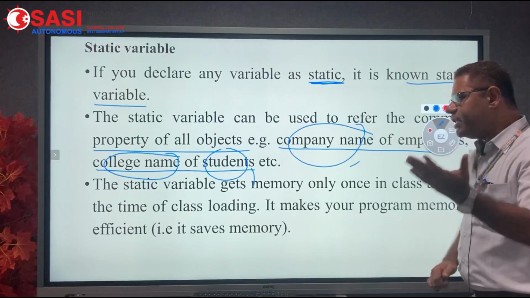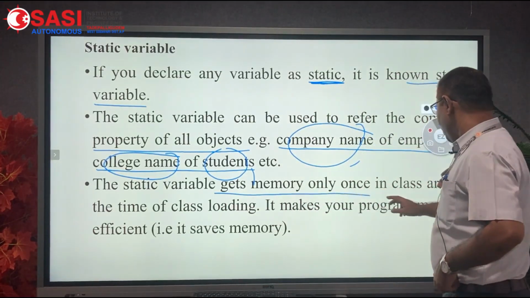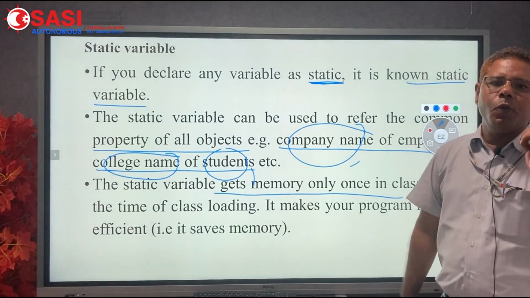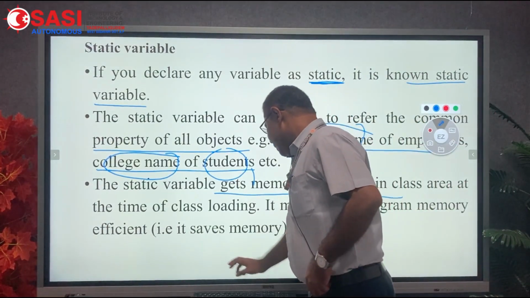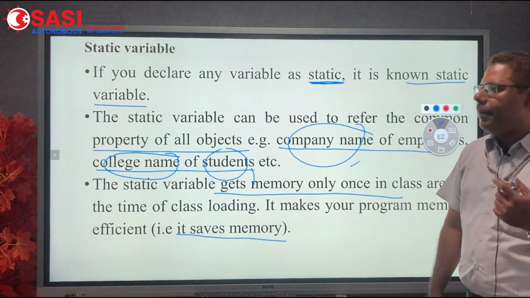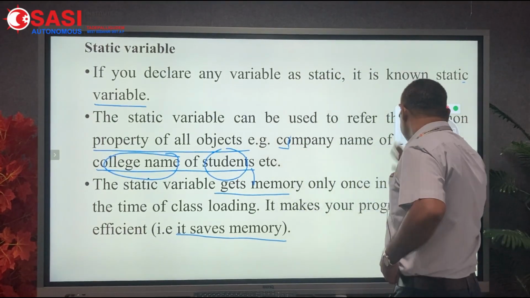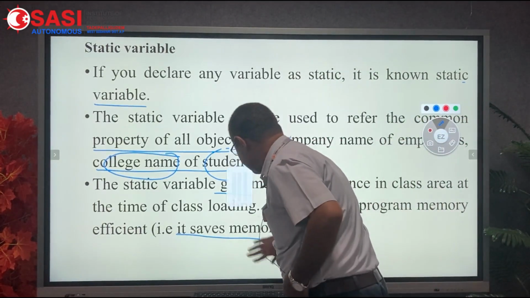The other benefit of the static variable is that memory is allocated only once, so the static variable saves memory. Now we can see an example of how we can access the static variable.